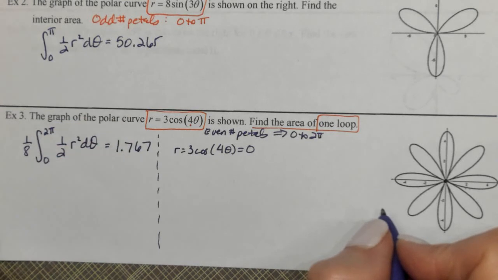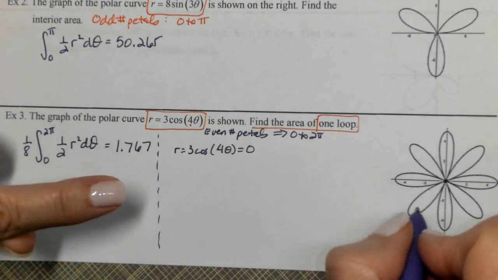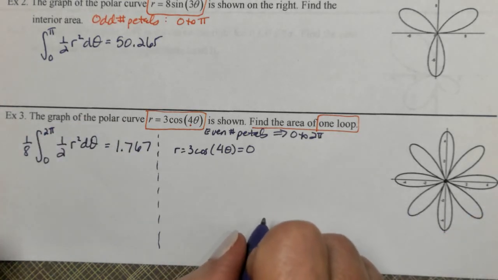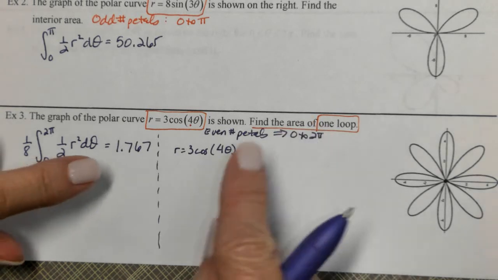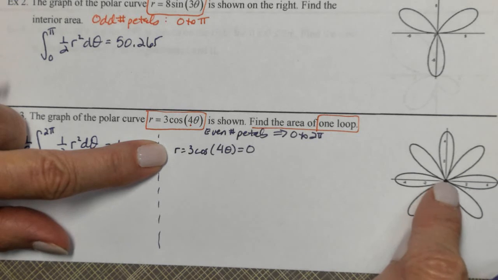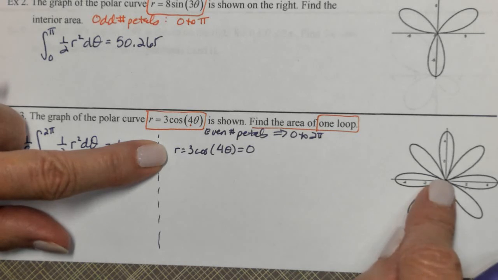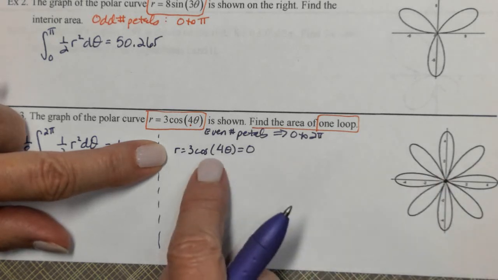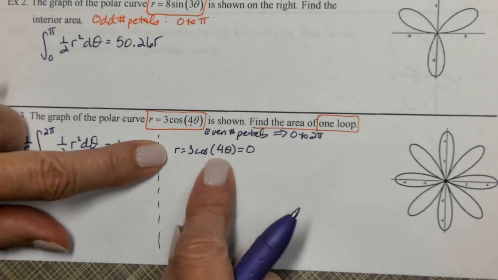You need to know this process. Maybe not for this particular problem, but you're going to need to know this process on other problems. So, when you set r equal to 0, you're finding the theta values where your curve is at the origin. Okay? You will need this for problems. So you're going to need to know how to solve an equation like this.